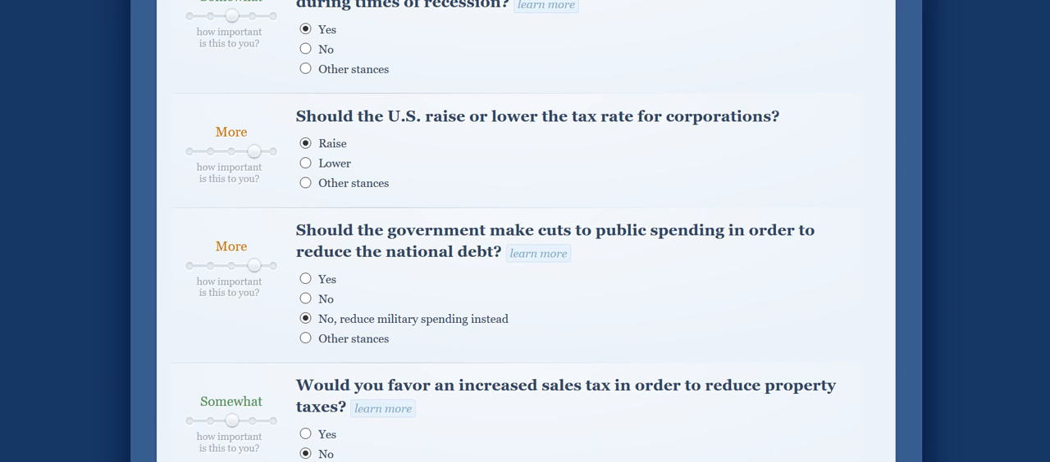Should the government make cuts to public spending in order to reduce the national debt? No, reduce military spending instead, I went with, because over 50% of discretionary spending is military spending. So, yeah, that kind of speaks for itself. We have a bigger military.